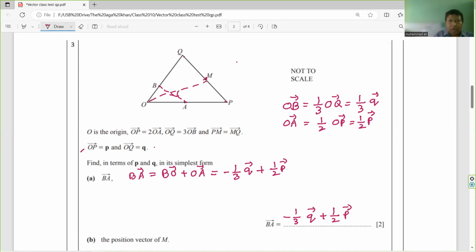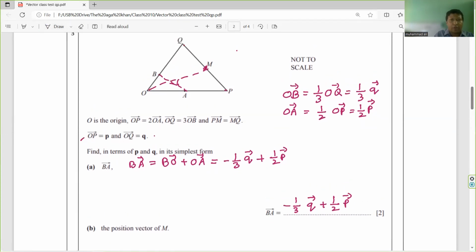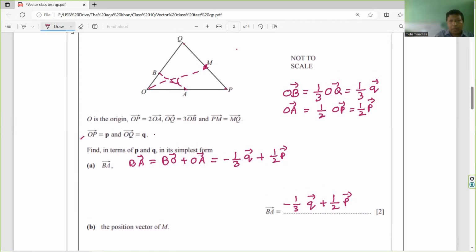That means you have to find out OM. Position vector of M means OM. So at first we should find out PQ. So PQ equals PO plus OQ. PO means minus P and OQ equals Q.